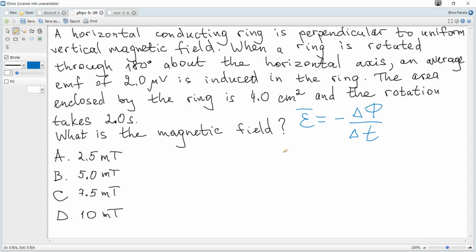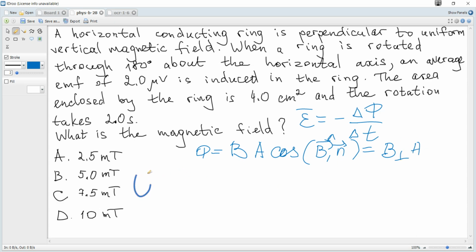And the magnetic flux by definition is the magnitude of the magnetic field strength vector B multiplied by the area and multiplied by the cosine of the angle between the B vector and the normal to the ring, or you may use the component of vector B perpendicular to the ring multiplied by the area.